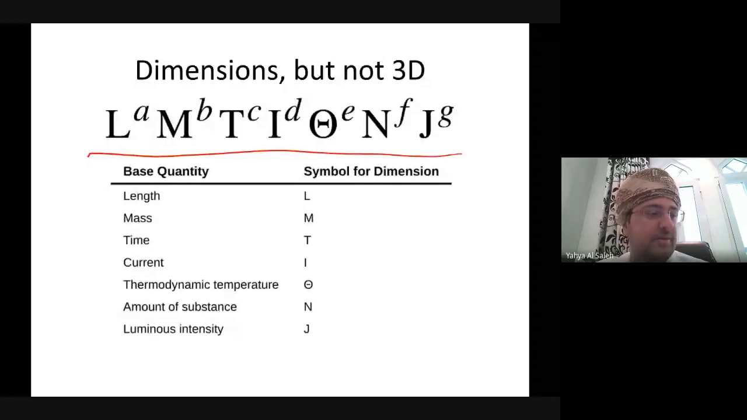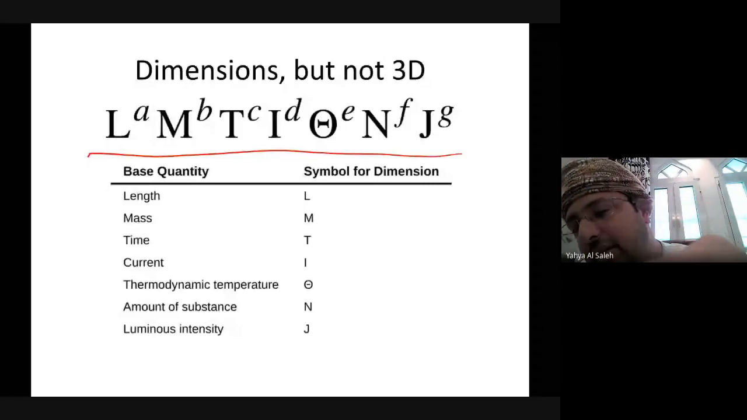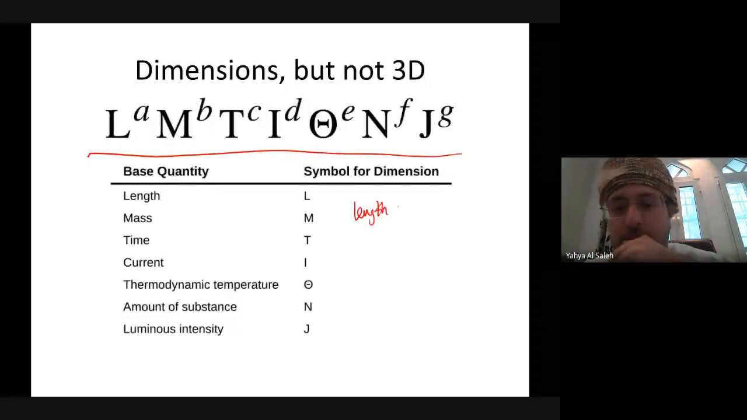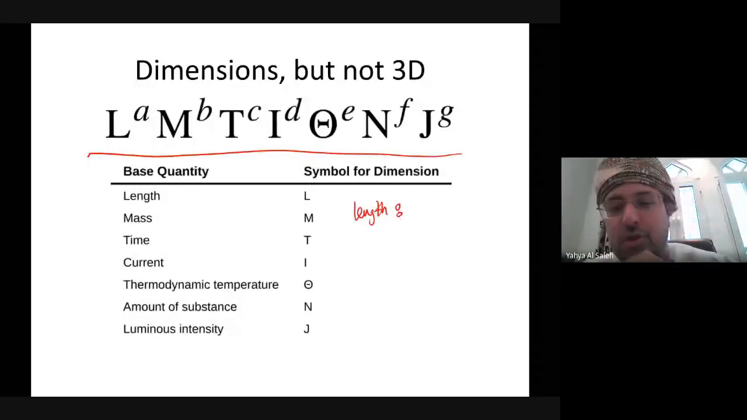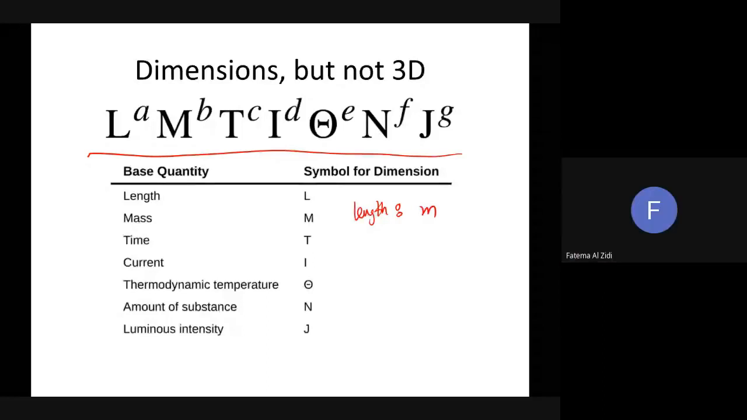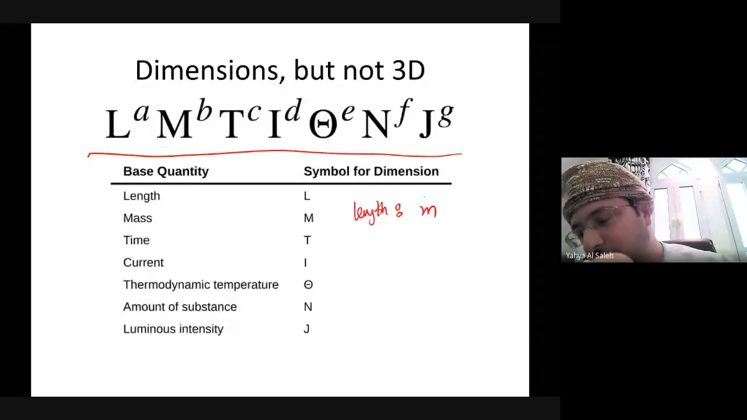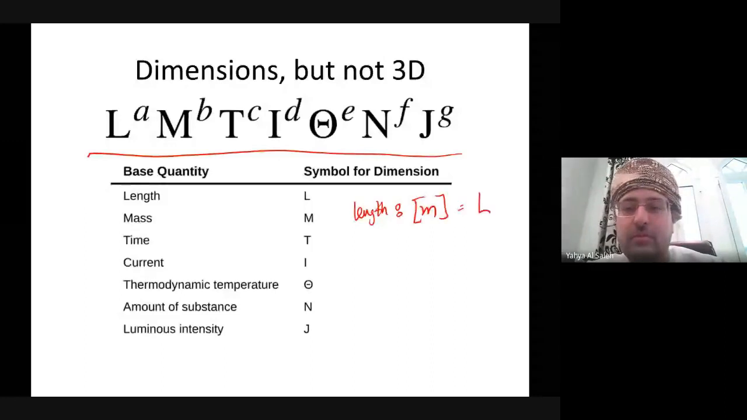Let's do a simpler example. I have something as length. What is the unit? Meters. And what is the dimension of it? Capital L. Length. Since it's meter, it means L to the power 1. Correct?